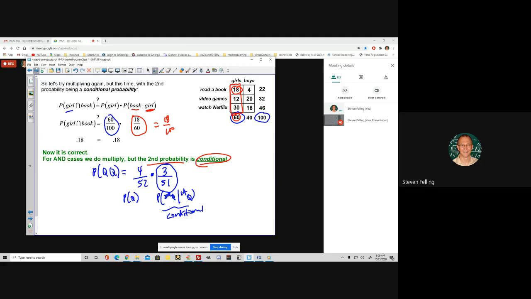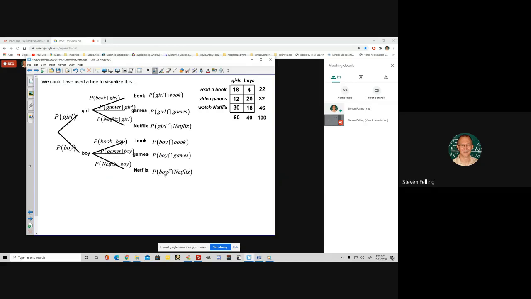Okay? So we used a Venn diagram when we pictured the OR case, because that's a good way to combine summing probabilities. The best way to visualize this is with this structure, which is called a tree diagram.